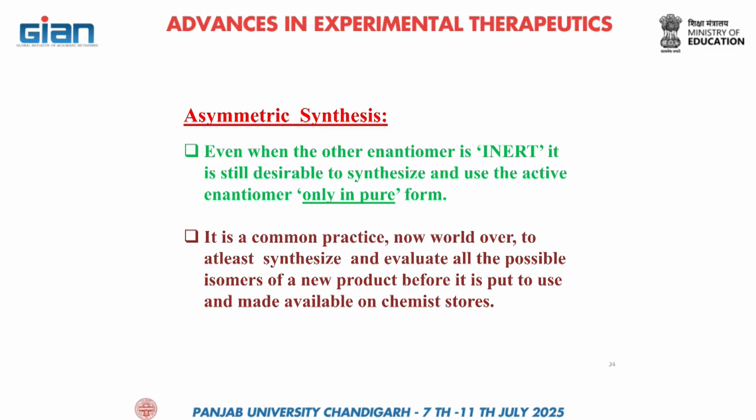So that is the last one, we are starting asymmetric synthesis. Even when the other enantiomer is inert, it is still desirable to synthesize and use the active enantiomer only, in pure form. So what I am talking about is asymmetric synthesis: if you are getting more than one enantiomer, firstly you have to separate them, you have to purify them. Now it is a common practice that for any new molecule in the market, you have to give all the enantiomers, diastereomers, all the purity consent, then it can be put into the market.